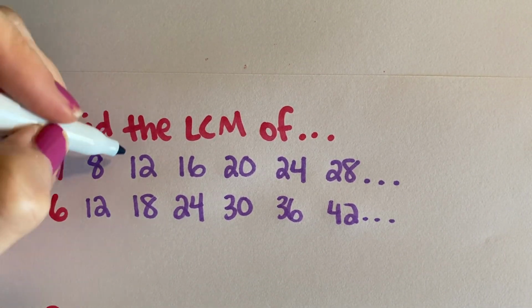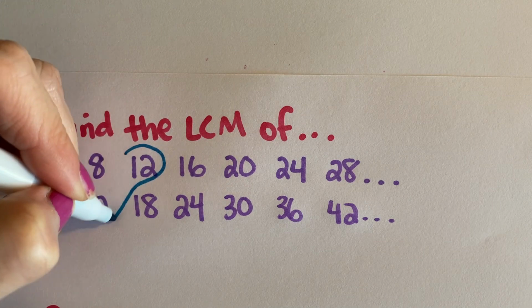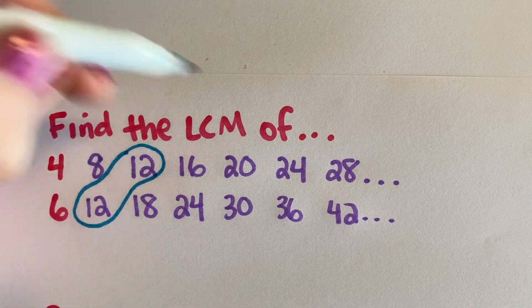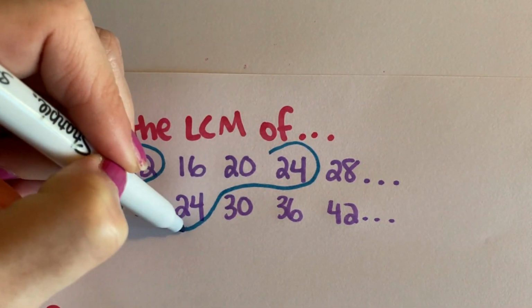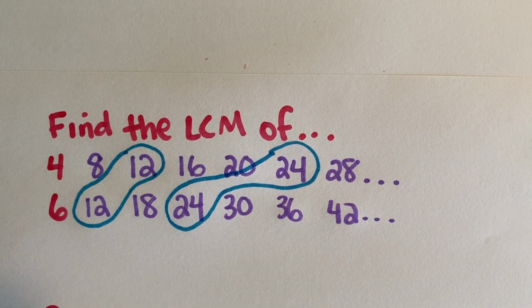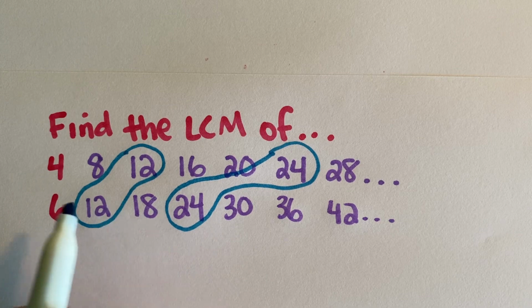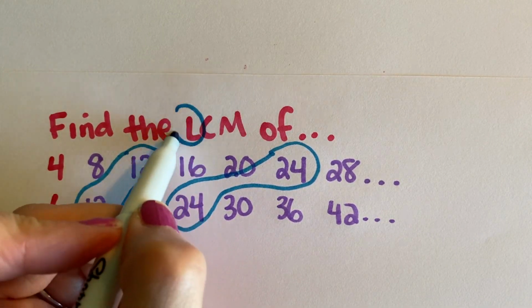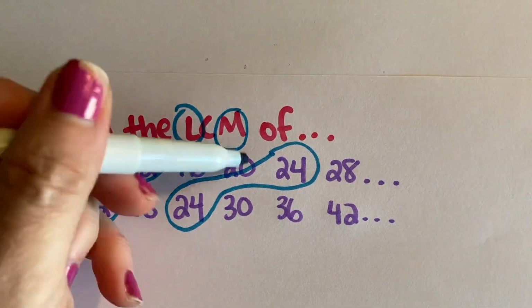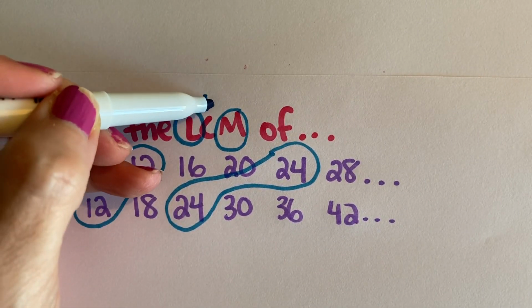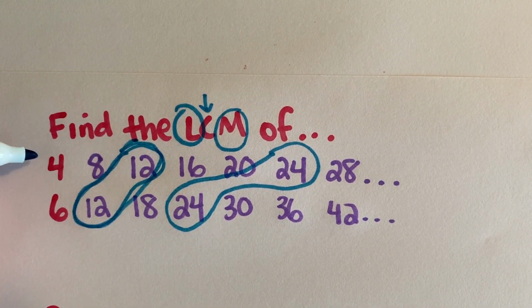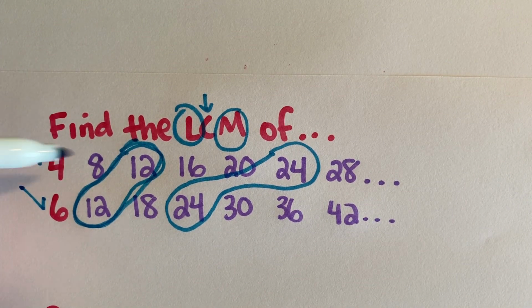Well, I see a 12 here. See the 12s that match? Do you see anything else? Aha, the 24s match. I don't see anything else. Well, which one of these numbers is least? We want the lowest multiple. These are the multiples that the two rows have in common. So that would be the 12, wouldn't it? So the least common multiple of a 4 and a 6 is 12.